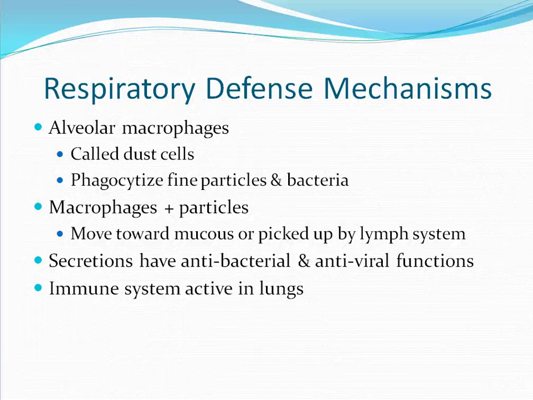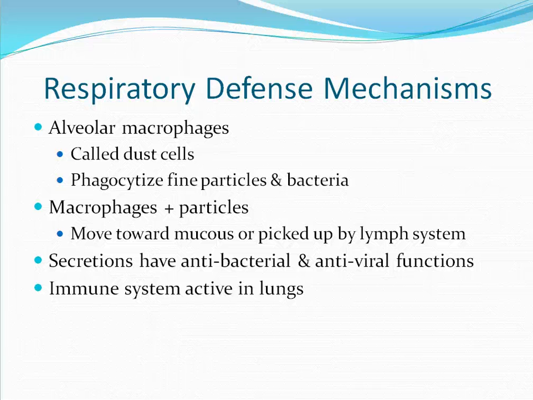We have alveolar macrophages, which are also known as dust cells. They act to phagocytize fine particles and bacteria within the lungs. These are known as fixed macrophages because they stay within the lungs. They do not have the ability to travel through the body to other areas. Macrophages and the particles that they have ingested will then move with the mucus or are picked up by the lymph system to be cleared away from the body.